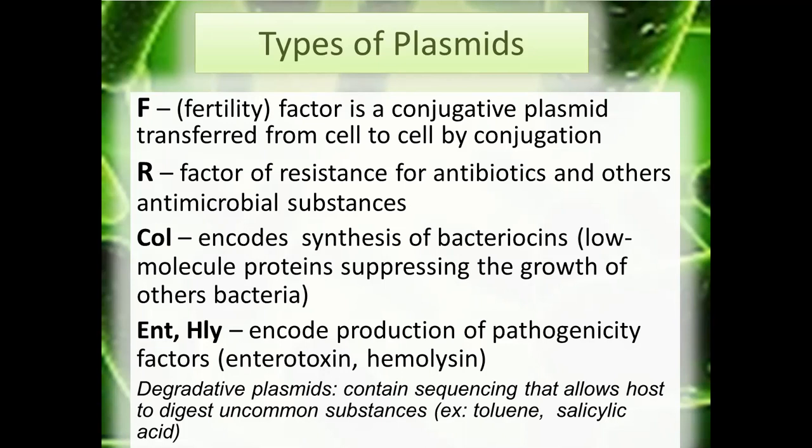A very important plasmid is the R plasmid. R means resistance. It's a factor of resistance to antibiotics and other antimicrobial substances. We will return to this type of plasmid in the second part of the lecture, devoted to antibiotics. Some bacteria possess Col plasmids, which encode the synthesis of bacteriocins. Bacteriocins are low molecular weight proteins which suppress the growth of other bacteria.